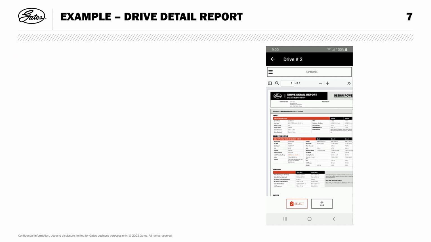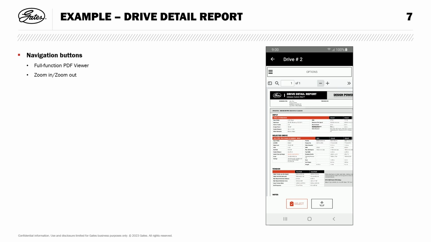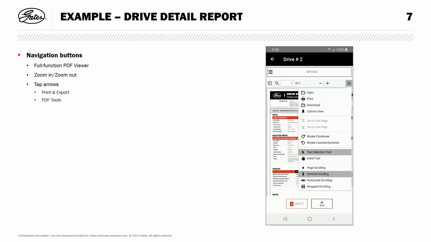Now that we have that report open, let's talk about how to work with it. First, we'll cover navigation. GDP Mobile includes a full-function PDF viewer. You can zoom in and out using the buttons at the top. If you tap the arrows to the right, you'll see options to export and print the report, as well as other tools for manipulating the view of the PDF file.